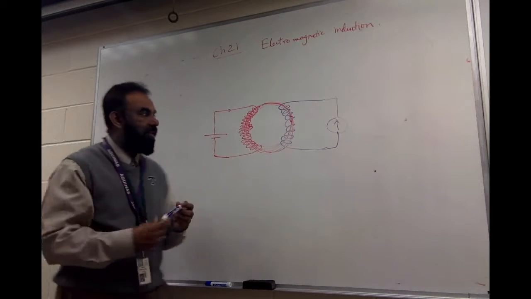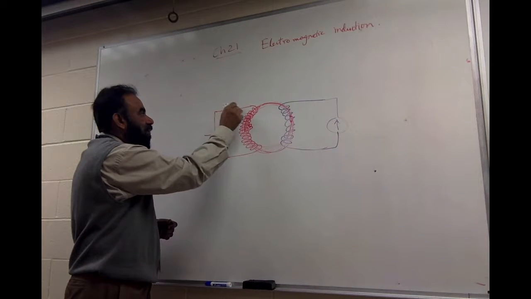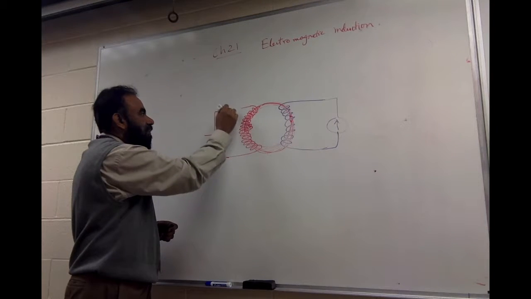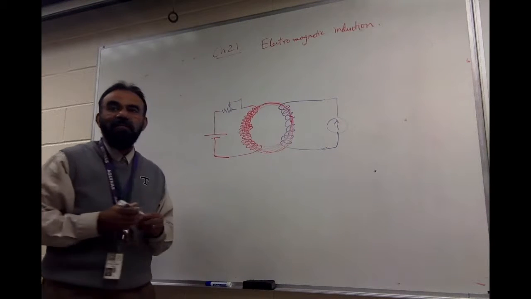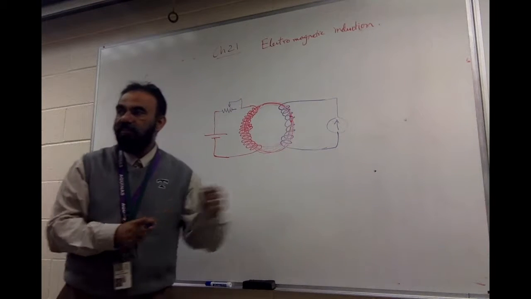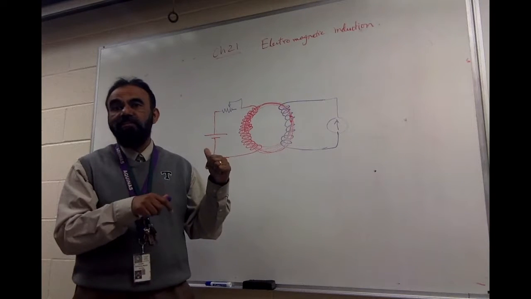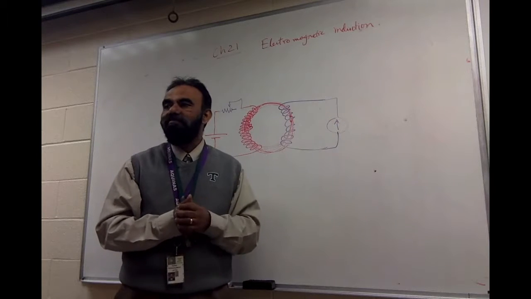Make sense? Now, instead of connecting and disconnecting, he put a rheostat here. You know what a rheostat is? Right? He put a rheostat here. And by sliding the rheostat, what is he doing? Changing the resistance, thereby changing the current. And when he was doing that, there was a current here.